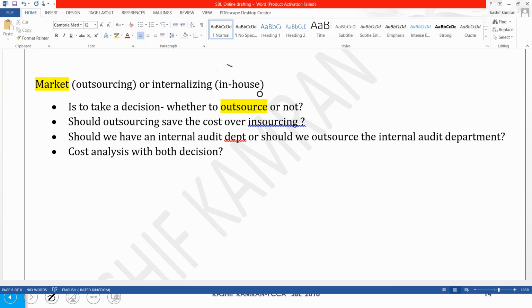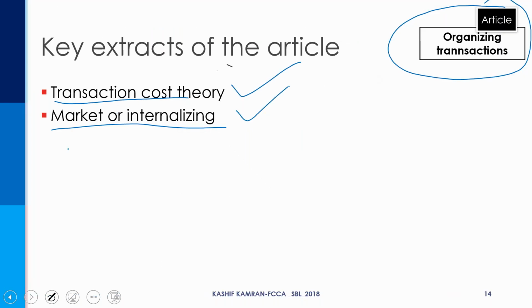So is that a very important decision of a director, to outsource or to have in-house? Okay, perfect. So market and internalizing.